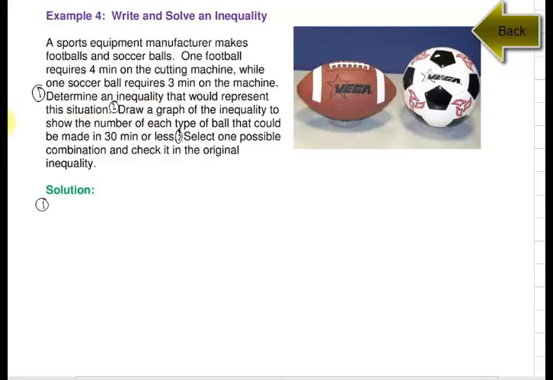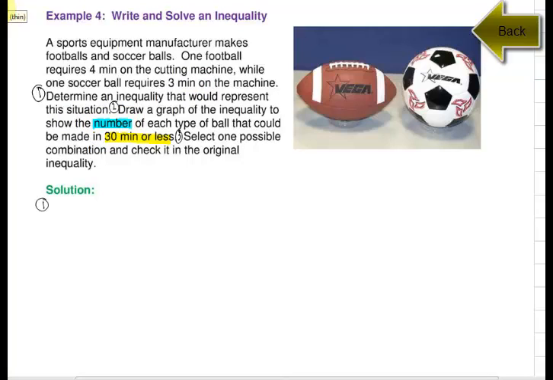Because we're given some specific information, like we want to know the number of footballs and soccer balls that we can cut in 30 minutes or less, it looks like our inequality has to address the issue of time. We know that one football requires 4 minutes to cut and one soccer ball requires 3 minutes to cut. We want to know the number of each type. Okay, so that's something else that's important.